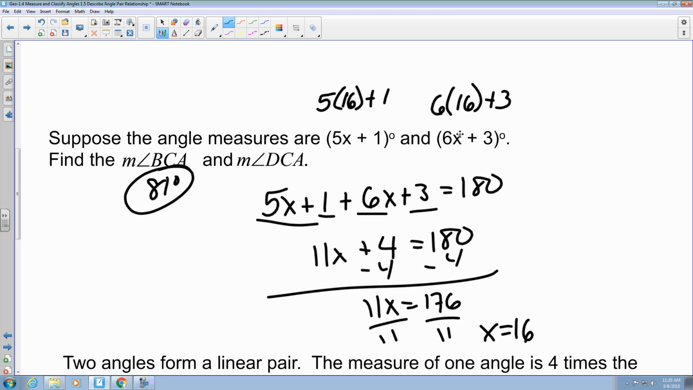And then 6 times 16 is 96. Add 3 to that, I get 99. So 99 degrees here. Add them together, you should get 180 as a sum, which you do.